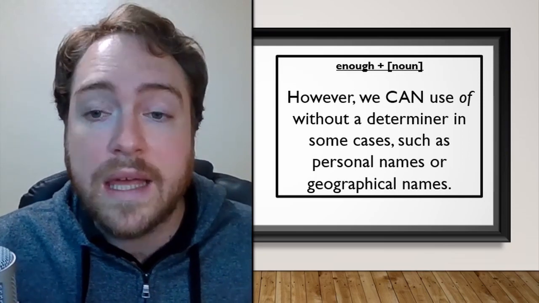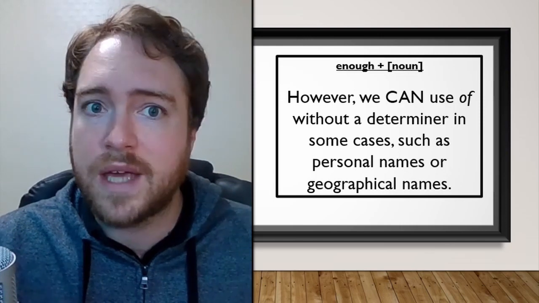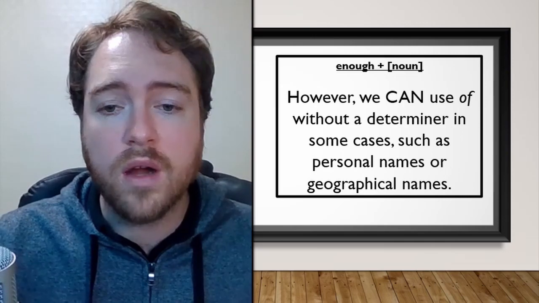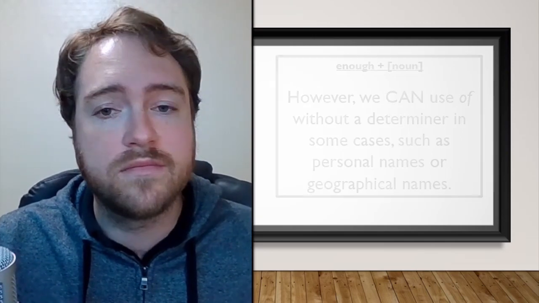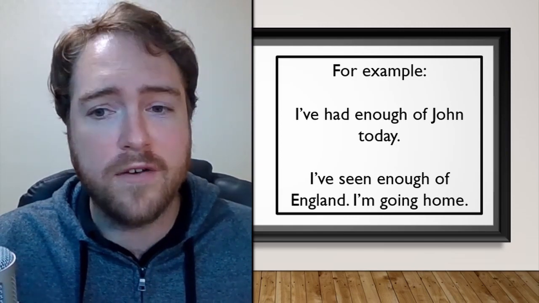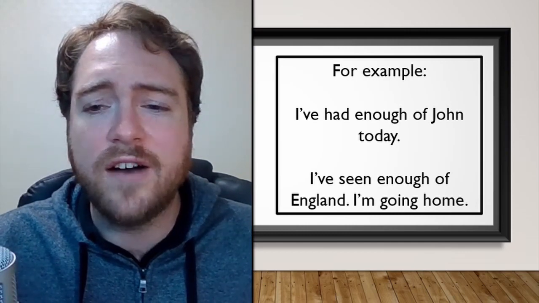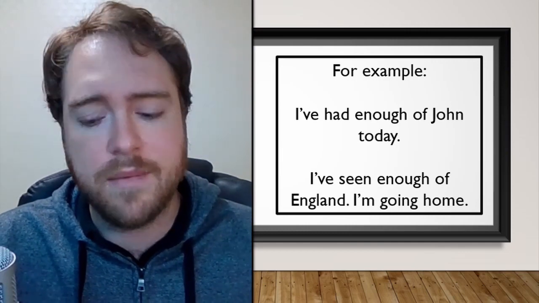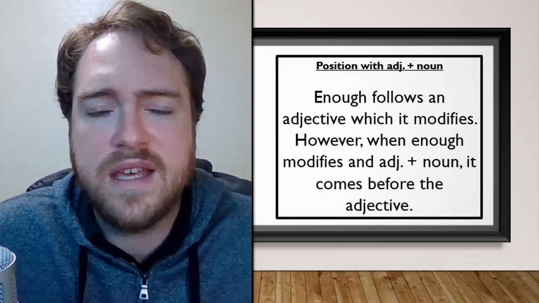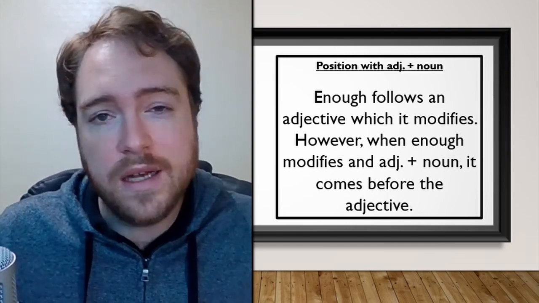However, we can use of without a determiner in some cases, such as personal names or geographical names. Okay, for example, I've had enough of John today. Or, I've seen enough of England. I'm going home.